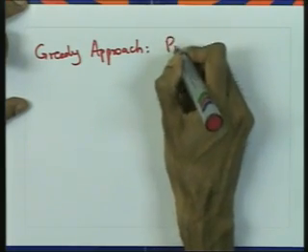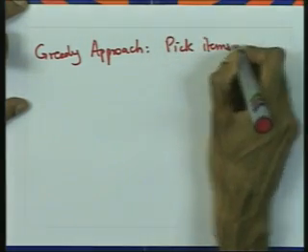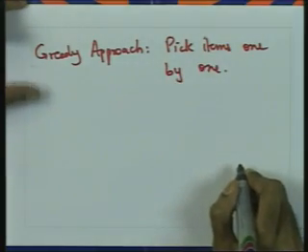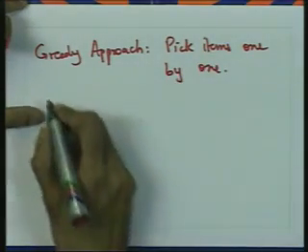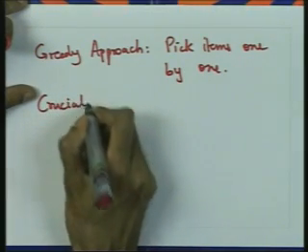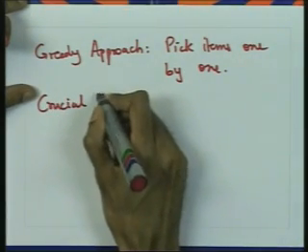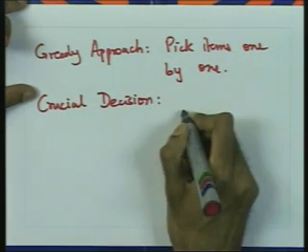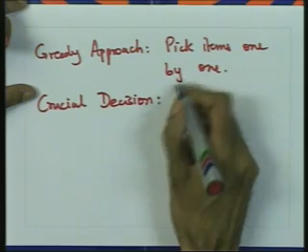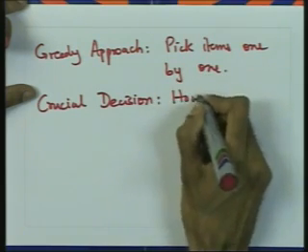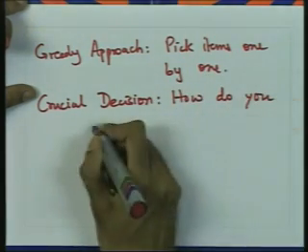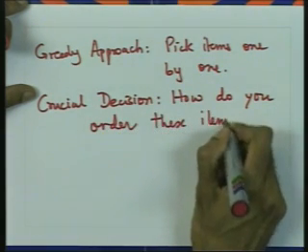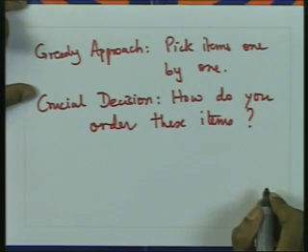Which means pick items one by one. So the crucial question here, the crucial decision that you want to make, is this ordering of items. How do you order items to pick?